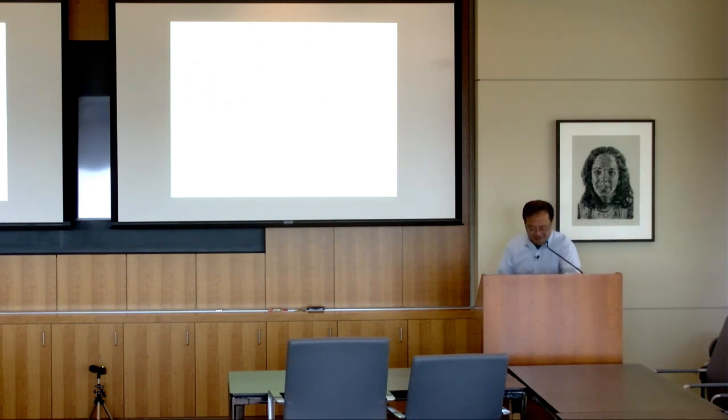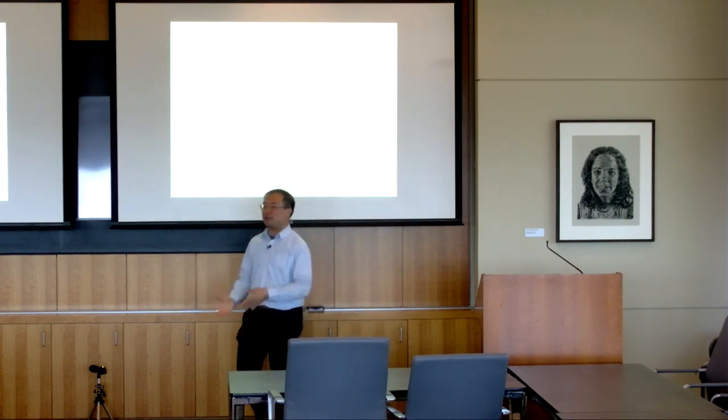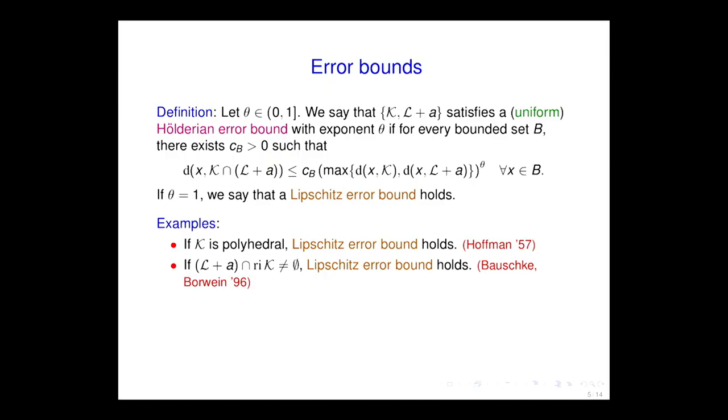Examples. For polyhedra, which would correspond to linear programming problems, the Lipschitz error bound holds. So basically, the left-hand side and the right-hand side are really in the same order of magnitude. Okay, that's why linear programs are nice.